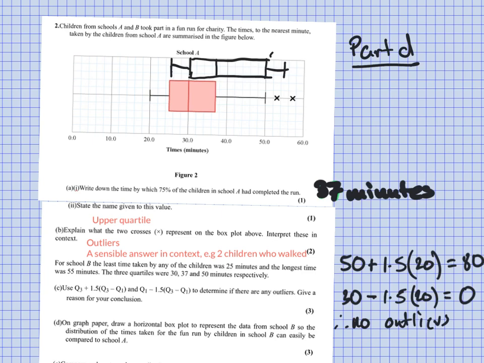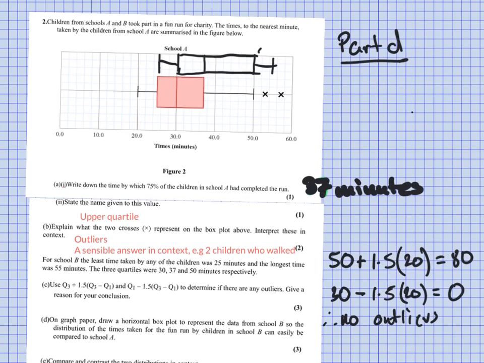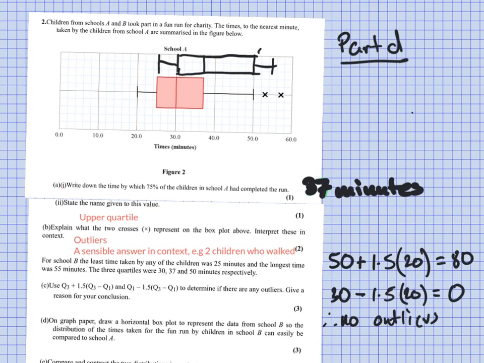Okay, part E asks us for 3 comparisons in context. I know it's 3 comparisons because, as we see here, there are 3 marks. We have to compare and contrast the 2 distributions in context. I'm going to talk you through this one. There are basically 4 areas to consider: the average time, the spread of the time, the symmetry of the 2 graphs, and comparing the outliers. So I'll go through each of those.